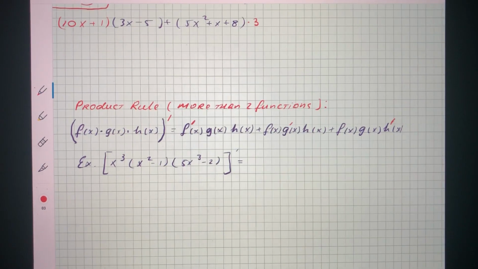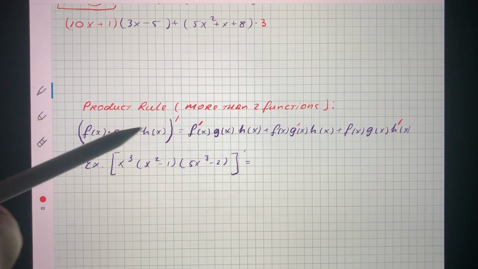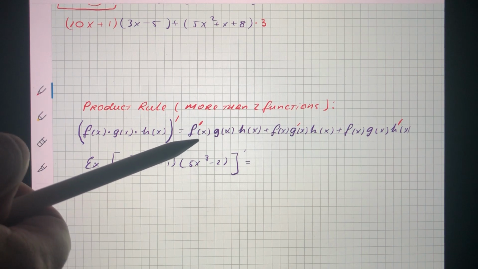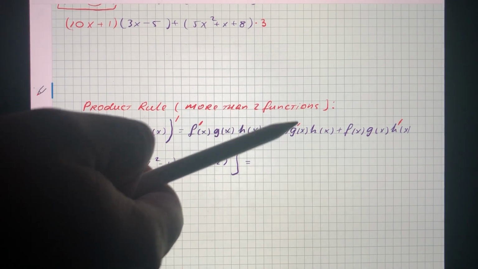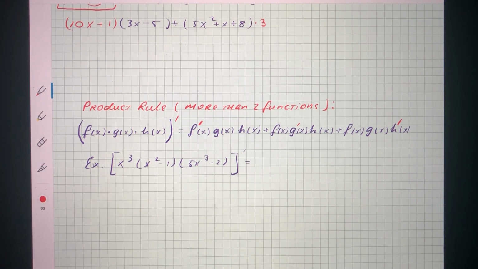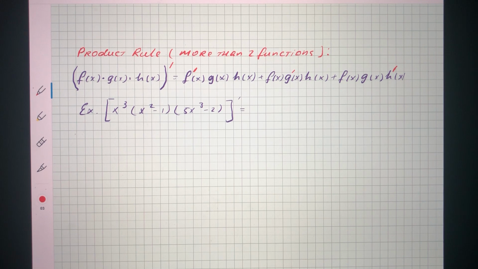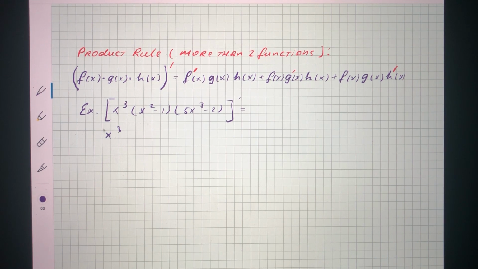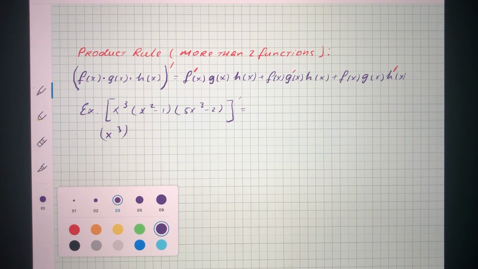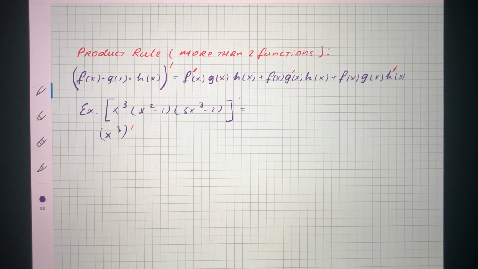So suppose I have 3 functions, f of x, g of x, and h of x, and I'm multiplying them. And all I need to do is take a derivative of each one separately and keep the other functions as they are. So once again, let's use the same principle and indicate to ourselves what it is that we're going to do on this example. So here we take the derivative of x cubed. That would be the first thing that we need to do. And then we will keep everything else as it was.